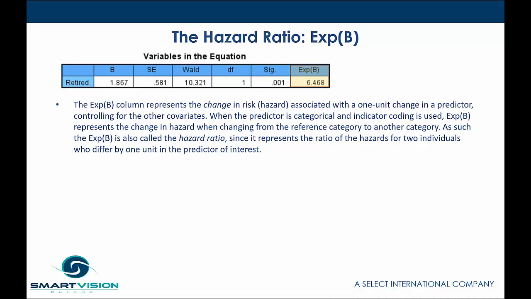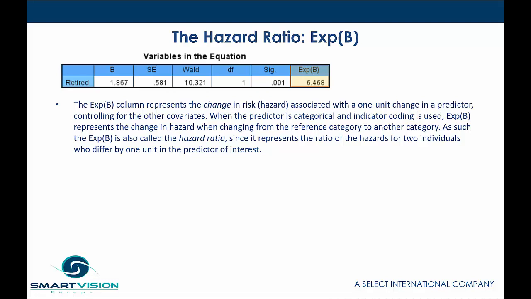When the predictor is categorical and the indicator coding is used, exponential B represents the change in hazard when changing from the reference category to another category. So we know the reference category are retirees, the other category are non-retirees. As such, the exponentiated B is also called the hazard ratio, since it represents the ratio of the hazards for two individuals who differ by 1 unit in the predictor of interest.